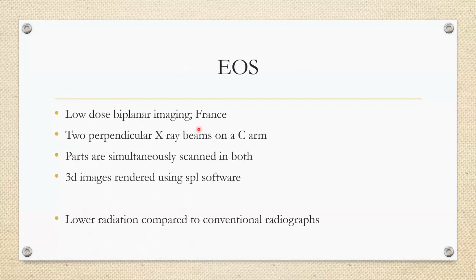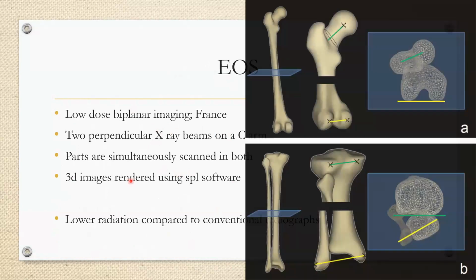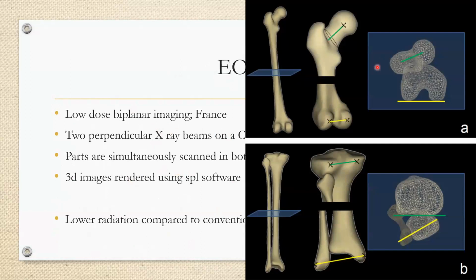Another new modality which is starting to come into practice is the EOS system, which is basically two X-rays coupled to create a 3D software. The main advantage is that it has slower rotation compared to conventional radiographs or CT. So it scans both limbs and a spectro system renders a 3D image. There are studies depicting the accuracy of measurement using this system, which is comparable to CT.